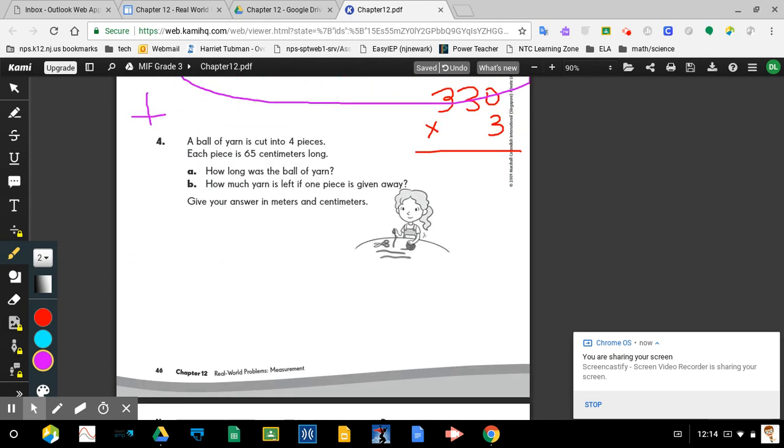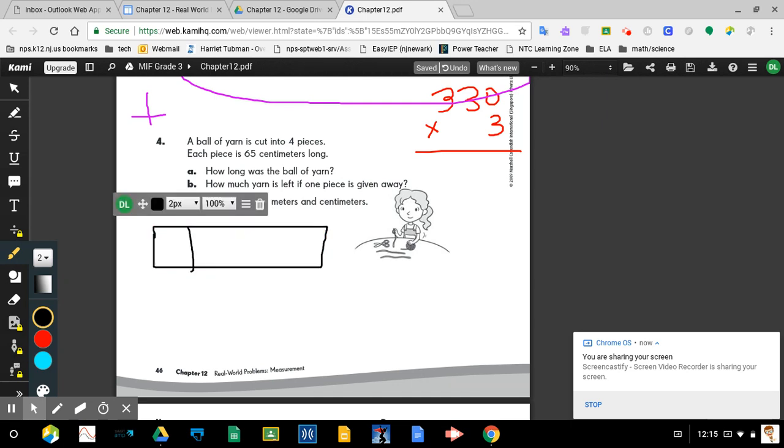All right, this is number 4. A ball of yarn is cut into 4 pieces. All right, let's draw that out. So here's my yarn. I'm going to draw a bar model for yarn, and I'm going to cut it into 4 pieces. So there's 1 piece there, 2 pieces there, 3 pieces there, and 4 pieces there.